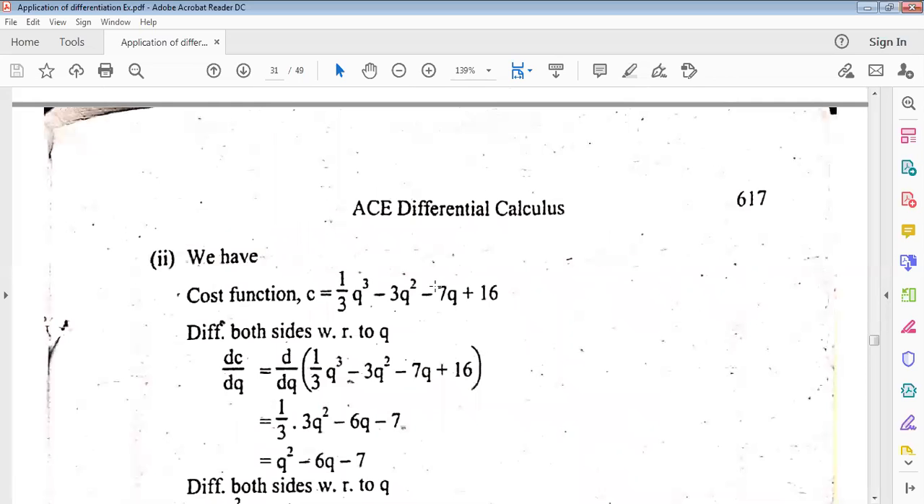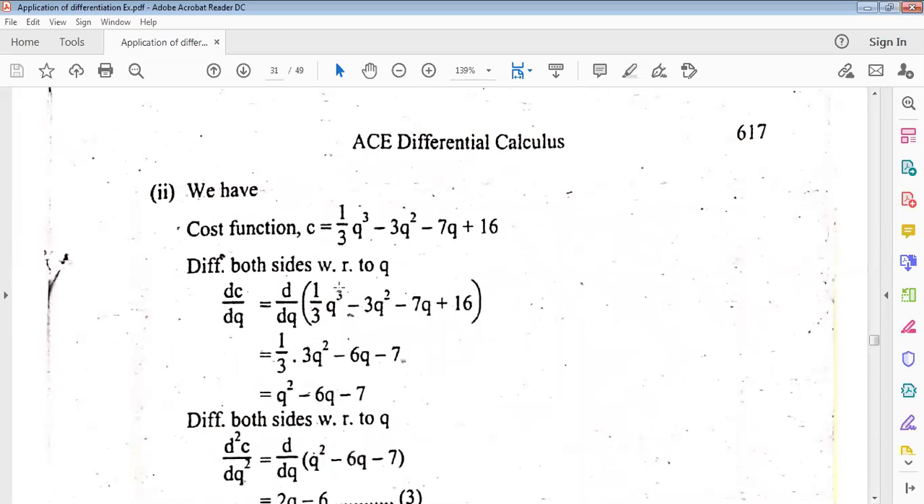Again the cost function is this. Differentiating both sides with respect to Q, taking d/dQ on both sides, dC/dQ. Differentiating 3Q cube, we get 3 into Q to the power 3 minus 1, that means 3Q square. Similarly for Q square, by the x to the power n formula, 6 into Q to the power 2 minus 1, that means Q. Differentiation of Q with respect to Q is 1, so 7 into 1 is 7, and the differentiation of the constant 16 is 0. After multiplying the constants, we get this. This is the first derivative.